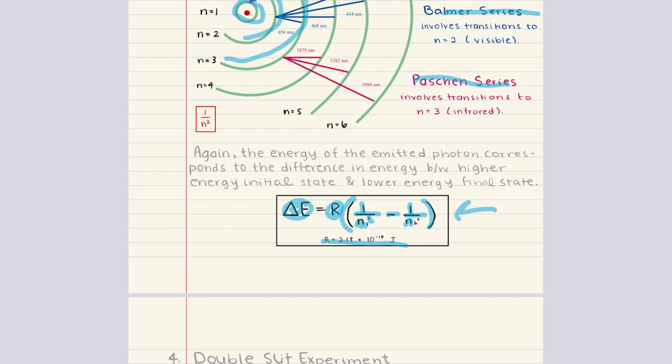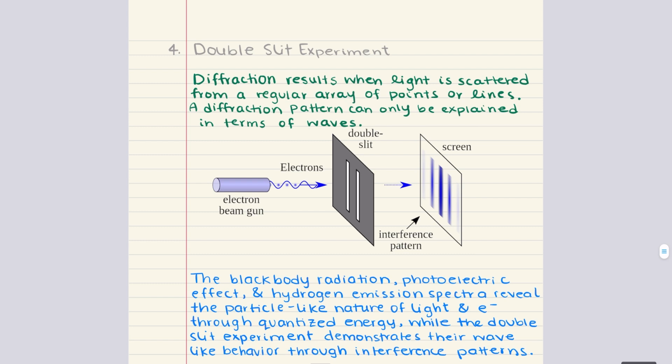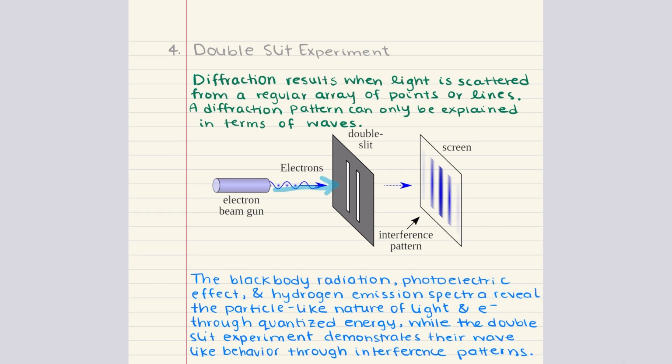We can now discuss our last and final experiment, the double slit experiment. When a beam of electrons is directed through two narrow slits onto a screen, something really cool happens. Instead of forming two distinct patterns like you would expect if electrons were just behaving like particles, the electrons instead create an interference pattern. This is a series of alternating bright and dark bands. This pattern can only be explained if the electrons are behaving as waves, with the bright bands representing constructive interference and the dark bands representing destructive interference. This demonstrates that electrons and particles in general exhibit wave-like behavior under certain conditions.